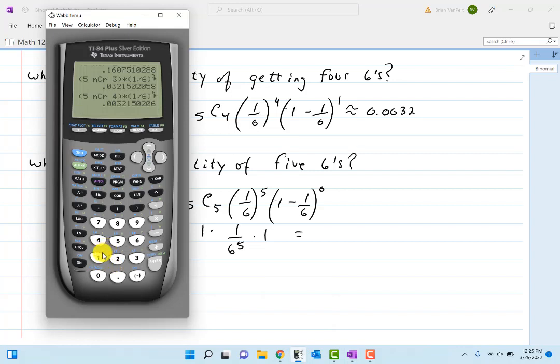So we're going to do 1 divided by 6 raised to the fifth power, and we end up with 0.0013.